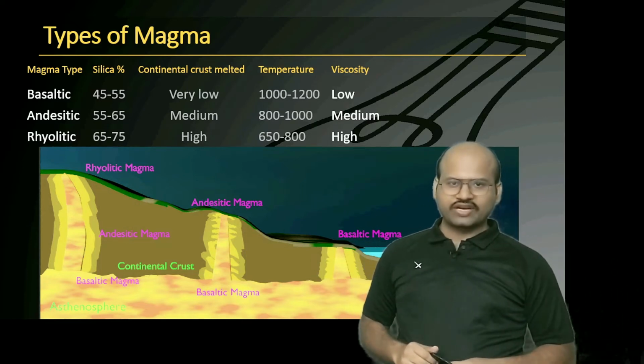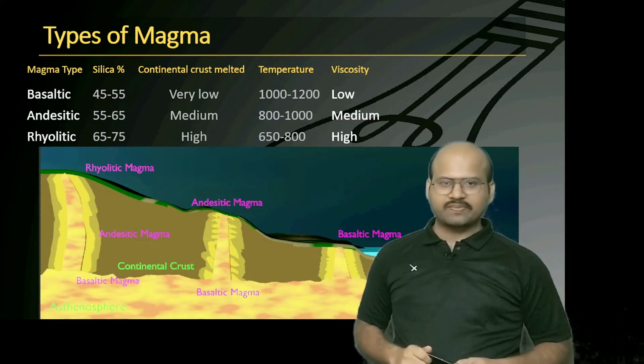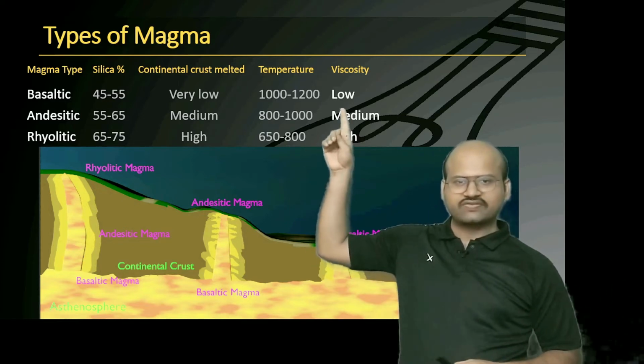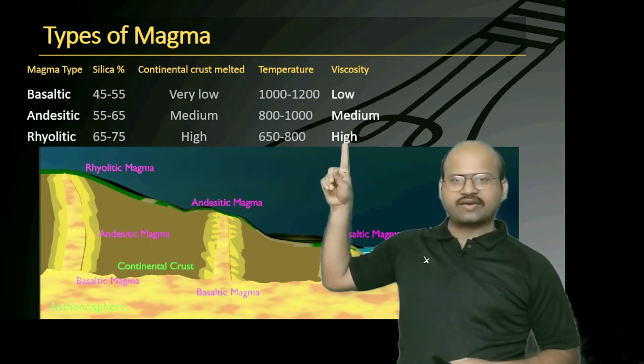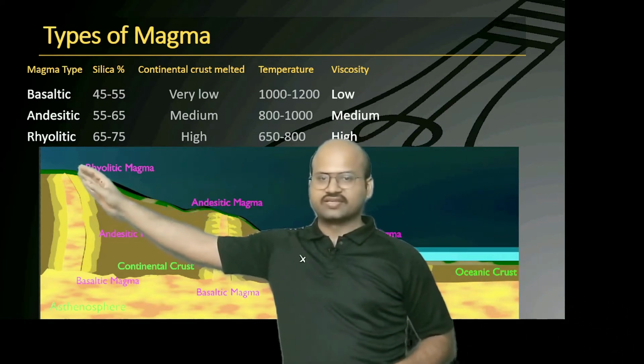Viscosity, again we know that as the silica content increases in a magma, the viscosity also increases. So we see basaltic is least viscous, andesitic is medium, while rhyolitic is high because the silica content is increasing.